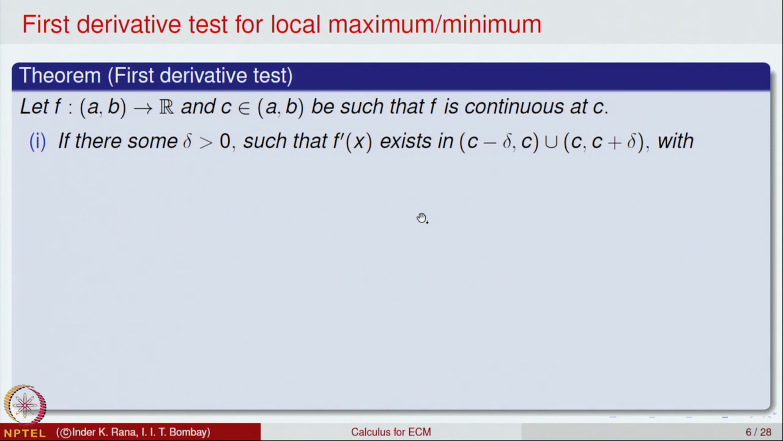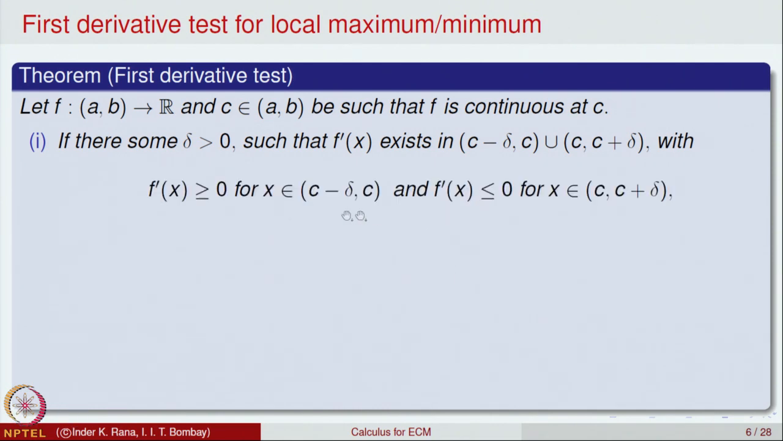So, that is one part of the condition, and the second thing is f dash of x is bigger than 0 on the interval C minus delta to C, and f dash of x is less than or equal to 0 in the part C to C plus delta. So, that will imply by the previous theorems that f will be increasing on the left and f will be decreasing on the right. So, that will imply that it has a local maximum at the point C.